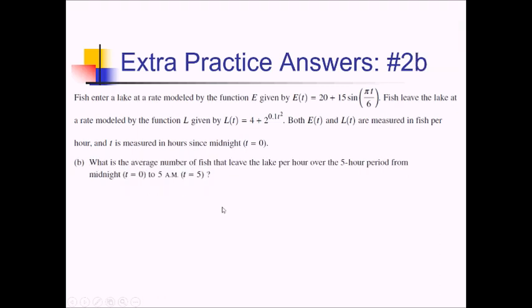For this next part, they want to know the average number of fish leaving the lake per hour over the 5-hour period from 0 to 5. So for that, we need an average value setup. We need 1 over the interval length times the integral of the function we're averaging. So that's going to be 1 over 5 minus 0 times the integral from 0 to 5 of the L of t function, L of t dt. This will tell us the average rate of leaving for the fish. And now that I've got this written down, all I have to do is go do it on the calculator.